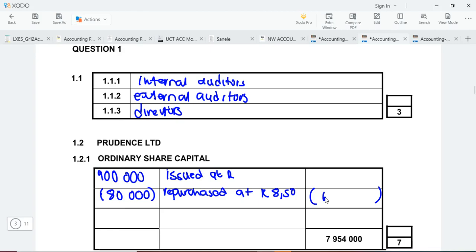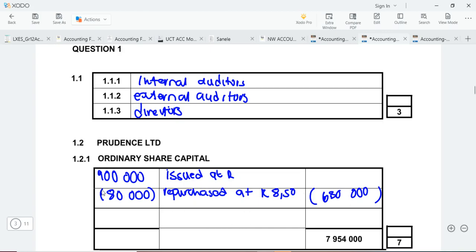Okay, so you're going to write 680,000 here, and this part will have 2 marks because you have 2 calculations to get this 8 rand 50. Try to show them somewhere on your answer sheet. So we now have what we're supposed to have here.